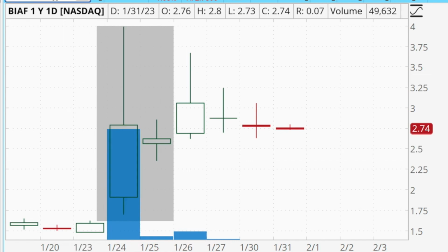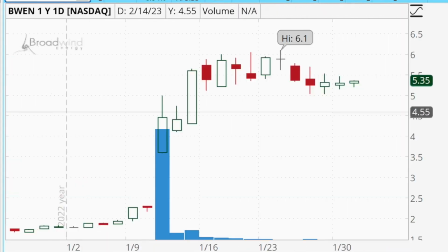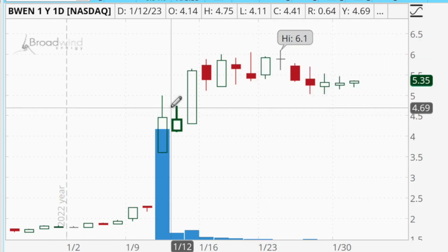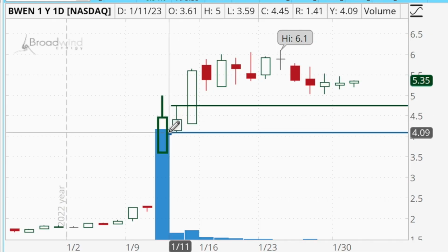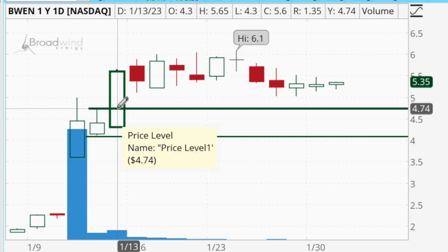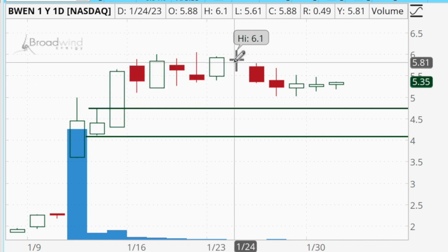Another example that we can take a look at is BWEN. BWEN, we can see there was a big gap and go. So if we go ahead and draw the breakout level and then the risk level here using the inside bar, that's going to be our breakout level, and the low is going to be our risk level. We can see, of course, we get a breakout to the upside, and it runs from the breakout level of about 474 up to a high the following day of 565. And then it kind of consolidates, trades sideways, ends up hitting a high of $6.10. So just those few examples show how effective this trading strategy can be.